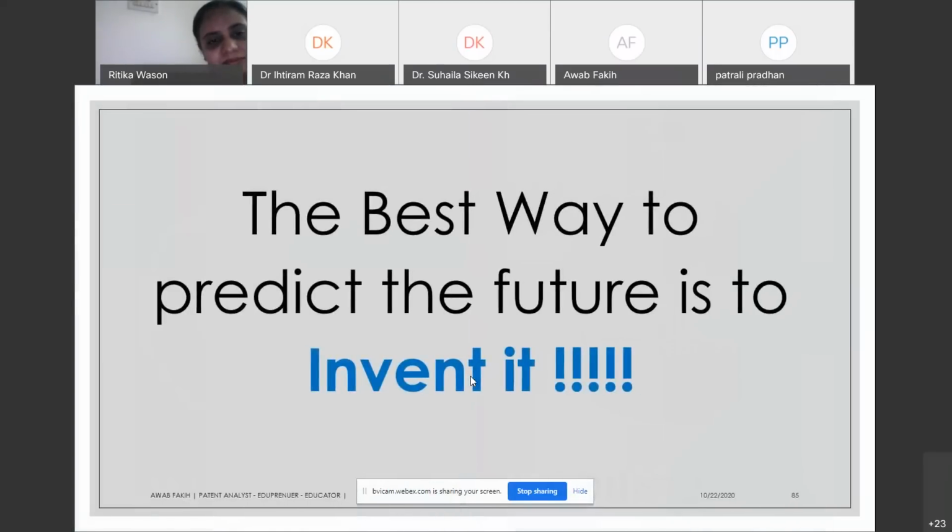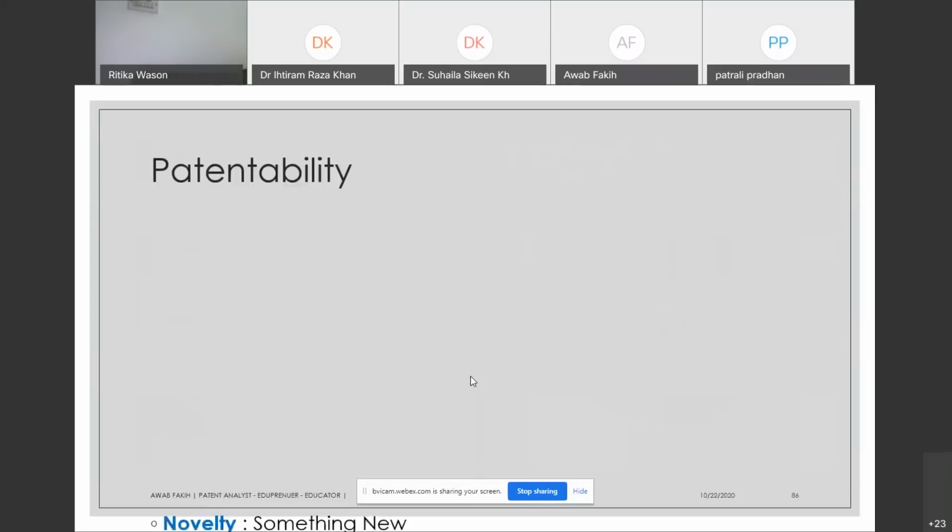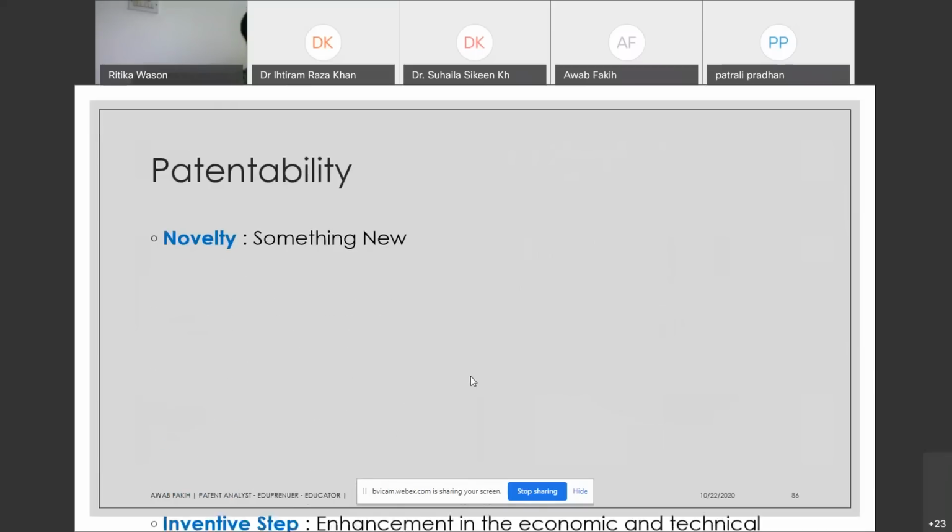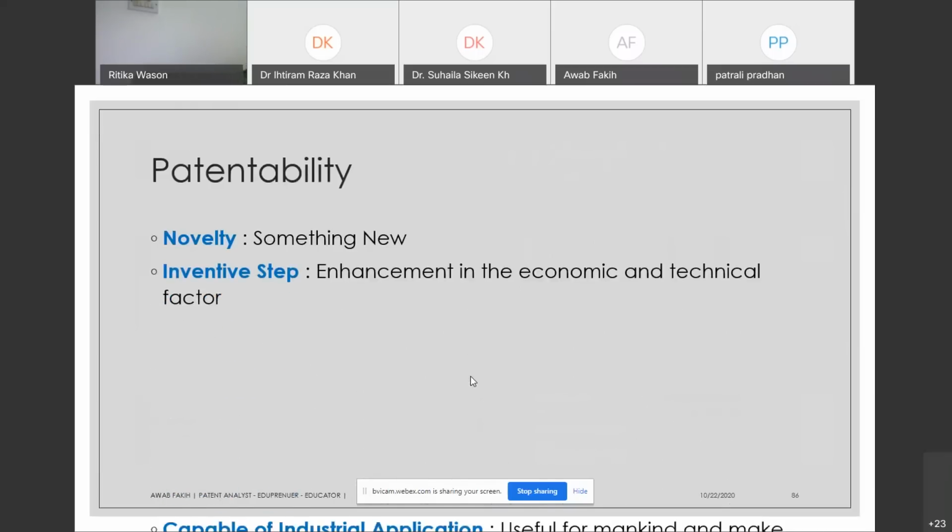So the best way to predict the future is to invent it. Let's have a journey of the coming 15 minutes. In the coming 15 minutes, let's understand a short process about patent filing. Let's go for it. Let's start with a bang with the golden slide.